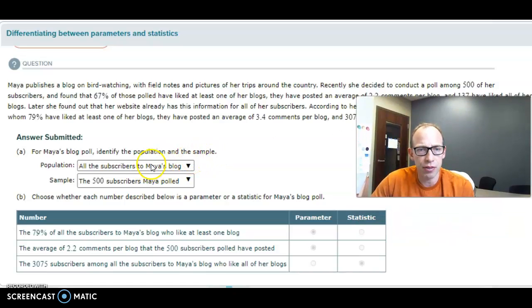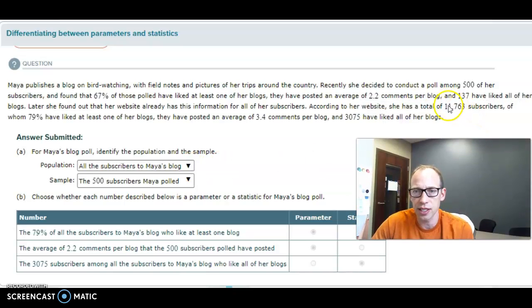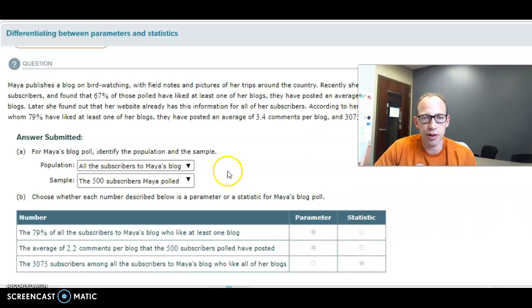All right. So what's the population? What's the sample? So the population is all the subscribers. The population is these 11,763. It's everyone who would have subscribed to her blog. The sample is just the 500 that she conducted this poll among. And then we need to look at parameter or statistic.